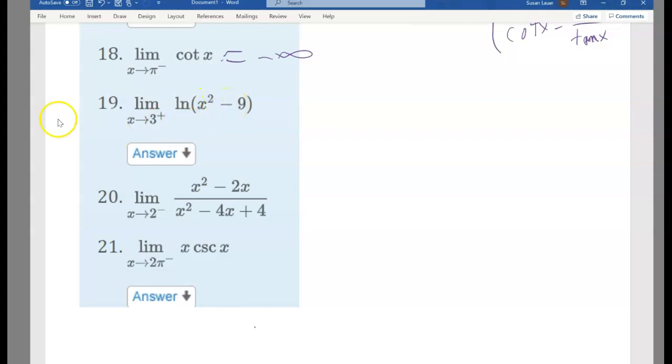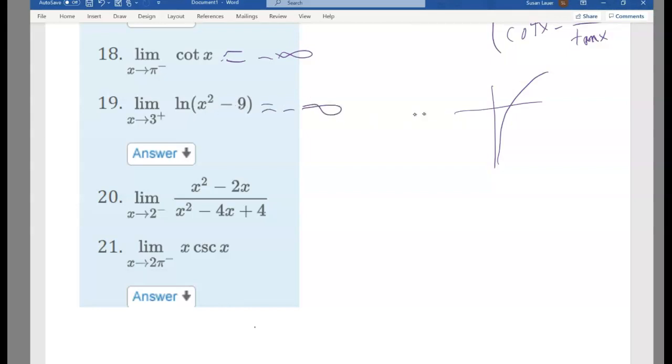But if you know what the natural log function looks like, then I know that this answer, since 3 positive means I'm going to put like 3.1 squared, is going to give me just slightly bigger than 0. So I'm looking to the right of 3. Natural log of something just a little bigger than 0 means I'm going to negative infinity.